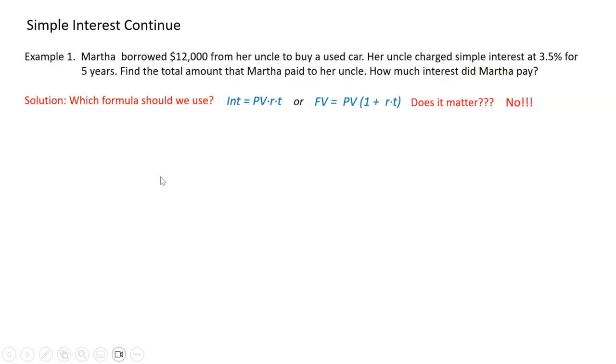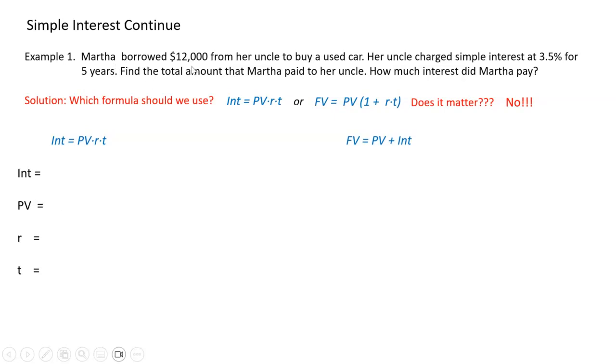Okay, I'm going to use the same example. I'm going to start with the interest formula first, and then on the next slide, I'm going to use the future value formula, just so you know it's going to be the same thing. Now, if we use this formula, it's going to give us how much interest Martha paid. Then, to find the future value, it's going to be the present value, what she borrowed, plus the interest. So this one here goes with the interest formula. Okay, so let's start.